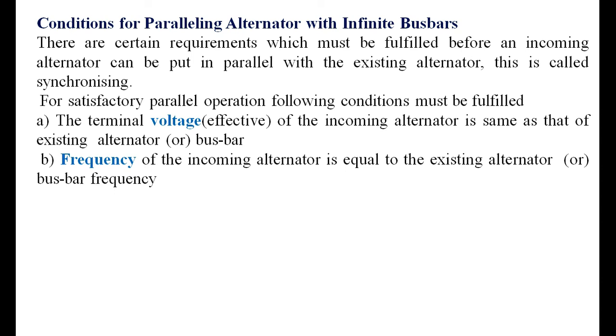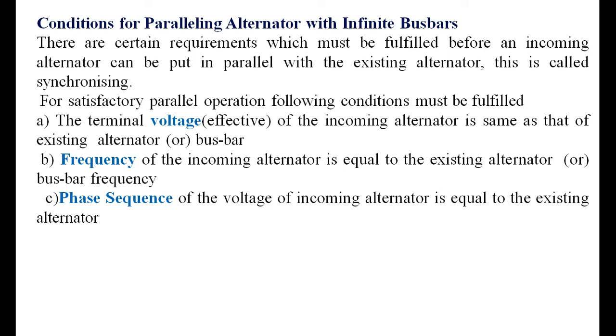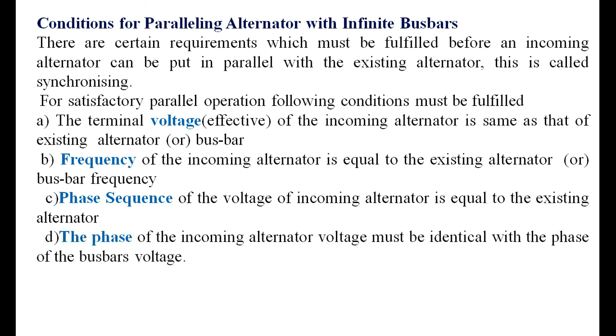The third condition is that the phase sequence of the voltage of the incoming alternator, that is R-Y-B of the incoming alternator, is equal to the phase sequence R-Y-B of the existing alternator or bus bar. That is also an important condition when we are satisfactorily connecting two or more alternators in parallel. The fourth one is that the phase of the incoming alternator voltage must be identical with the phase of the bus bar voltage. This is another important condition.